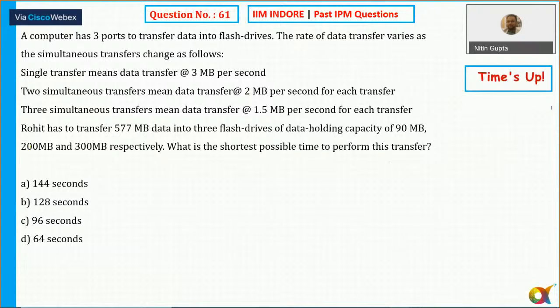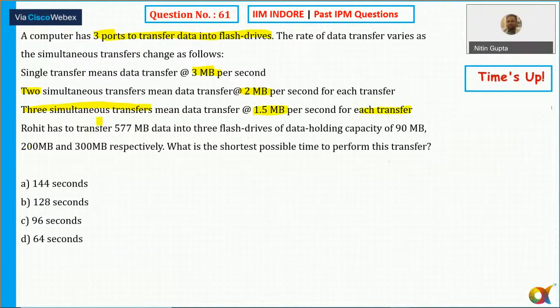So let's see here. It says a computer has 3 ports. There is a computer which has got 3 ports to transfer data into the flash drives. The rate of data transfer varies as the simultaneous transfers change as follows. A single transfer means a rate of 3 MB per second. 2 simultaneous transfers happen at the rate of 2 MB per second. And 3 simultaneous transfers mean data transfer at the rate of 1.5 MB per second for each transfer.